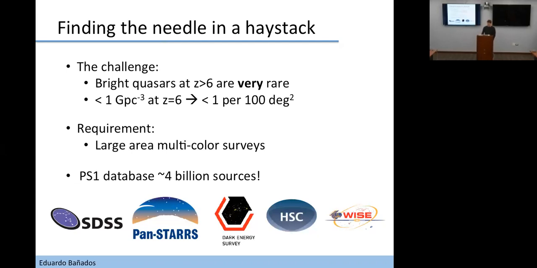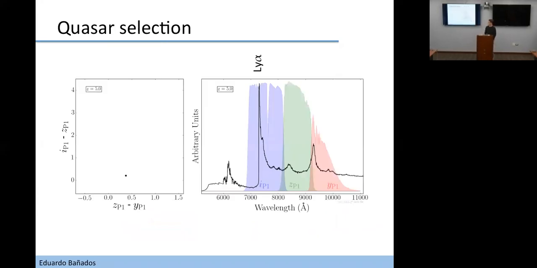So I just want to give you an idea, a simplified idea, of how we do this. What I'm showing here is wavelength. This is, again, a quasar spectrum at redshift 5. And I'm overplotting the Pan-STARRS filters, the i, z, and y. And on the left hand side, you have a color diagram, z minus y, i minus z. So the flux of this object in these bands, and this point here represents the color of this particular object.